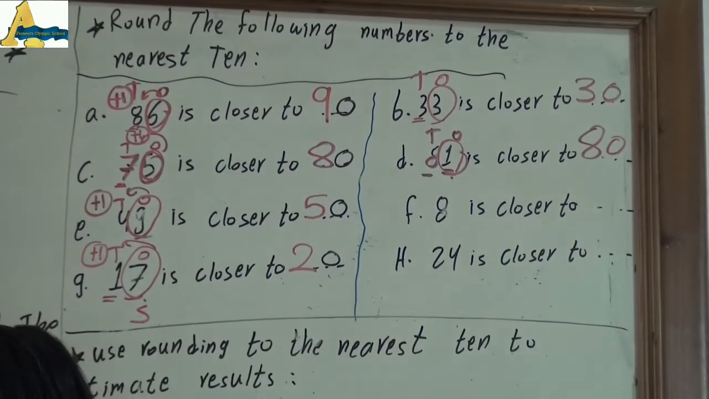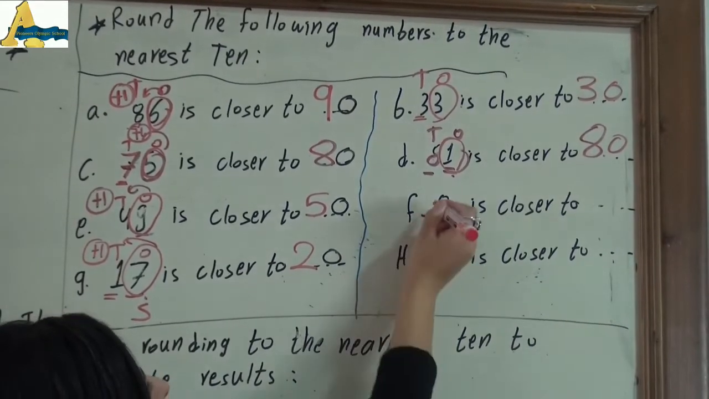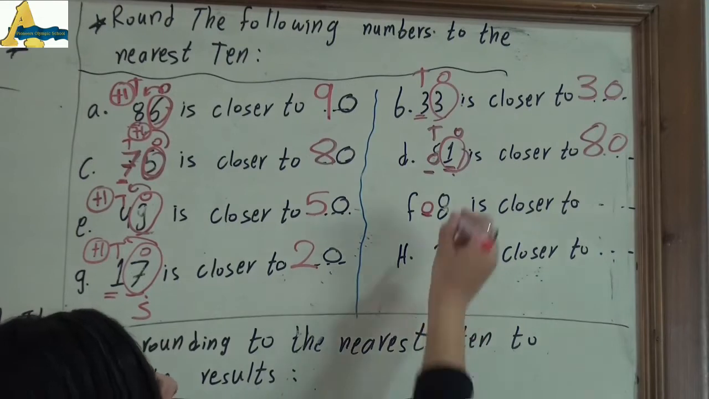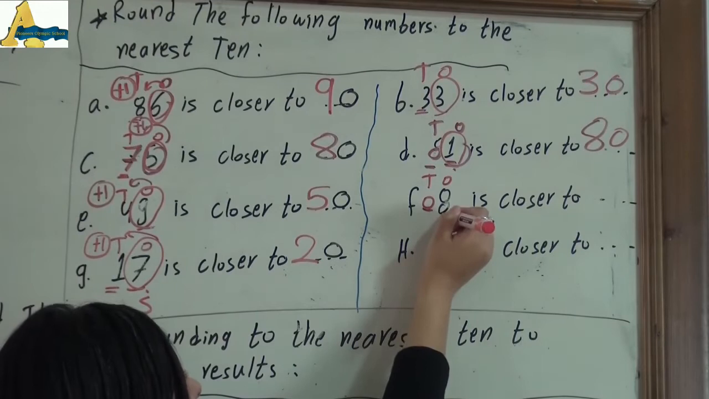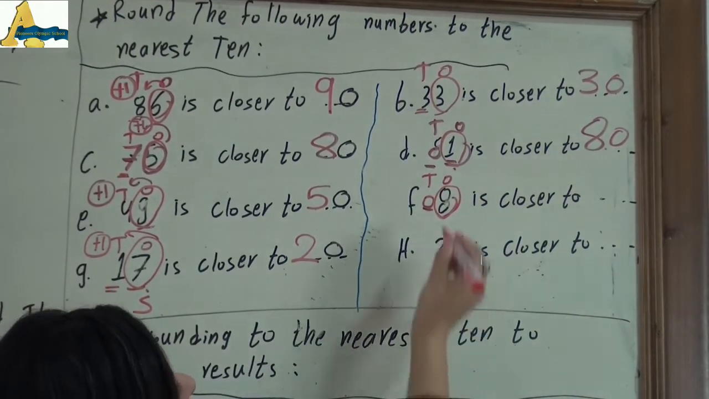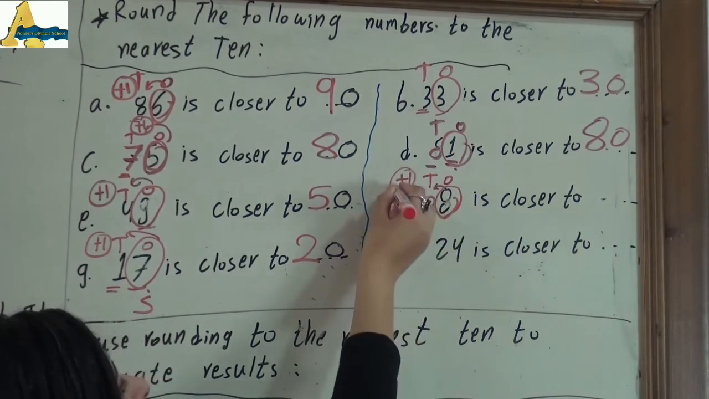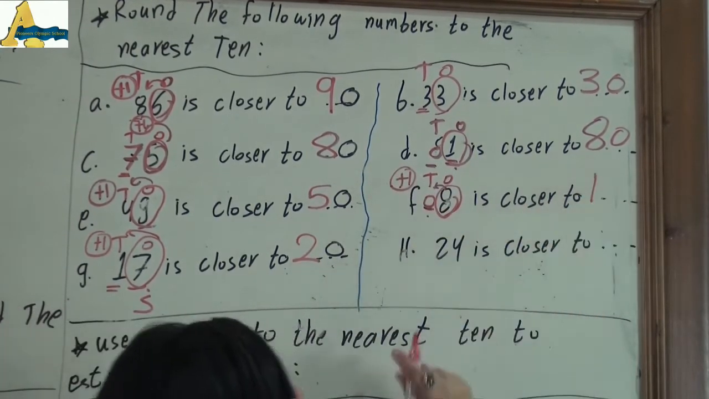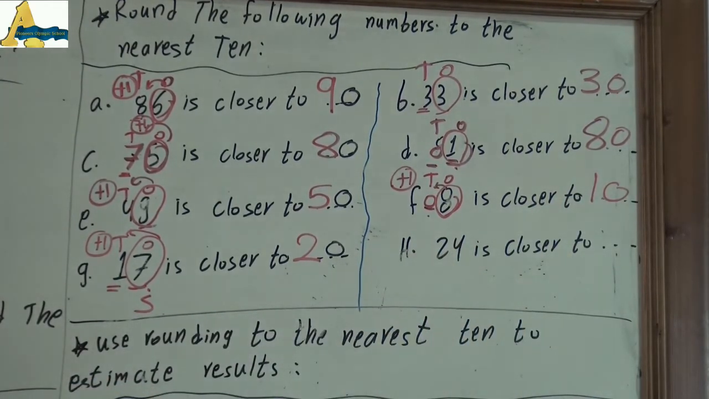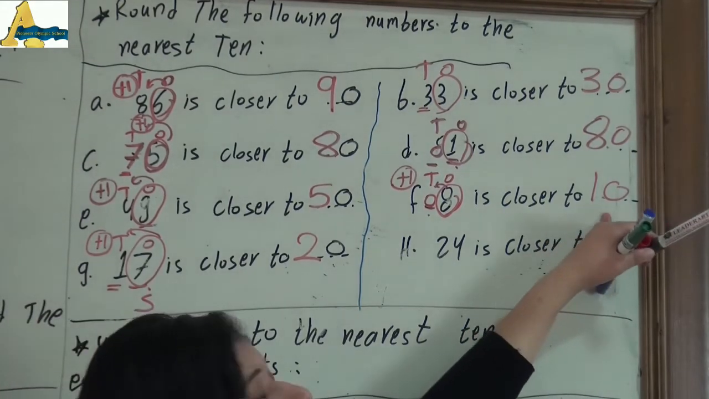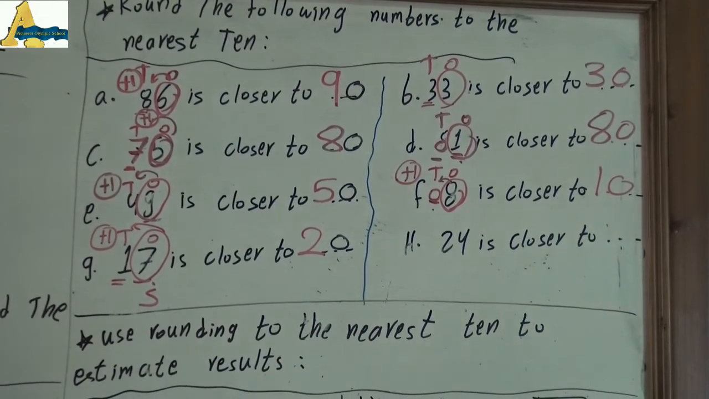Next, here, number 8. If I have 8, I don't have tens, right? No, I have tens. The tens is 0. So the ones is 8 and the tens is 0. 8 is a strong number, so it will give the tens 1. Here 0 plus 1 will be 1. And the ones will change into 0. So this means 8 changes into 10, rounds up into 10, because 8 is between 0 and 10.